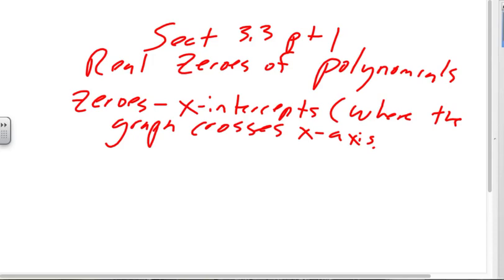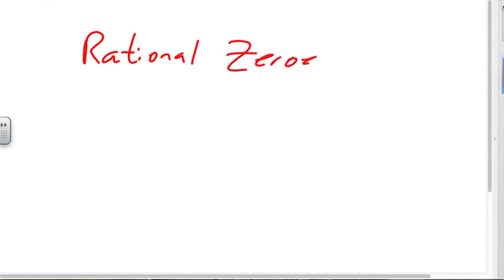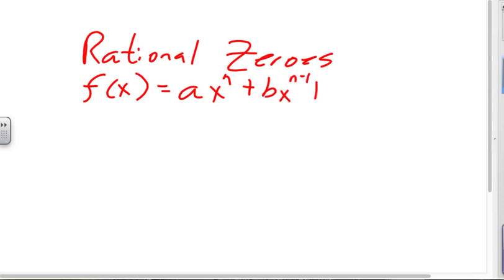First thing I want to talk about is what's called the rational zeros theorem. Now this thing doesn't necessarily tell you what is a zero, but it gives you a choice of things to check out. Well, what this is, if you have a polynomial, it's in the form of a x to the n plus b x to the n minus 1 plus dot dot dot plus c.